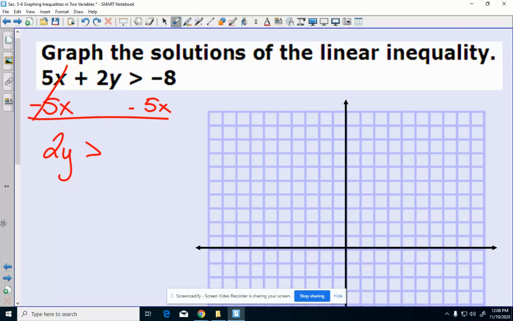Think y equals mx plus b. So the negative 5x or the negative 8? The negative 5x. So you should write negative 5x minus 8. I'm about to divide. Am I going to flip my sign? Why not? Because it's positive, so I'm not dividing by a negative. So in this end result, I'm going to be left with y is greater than something.